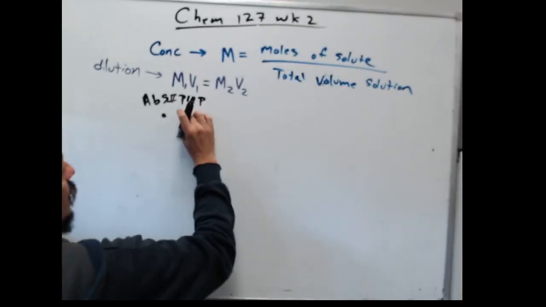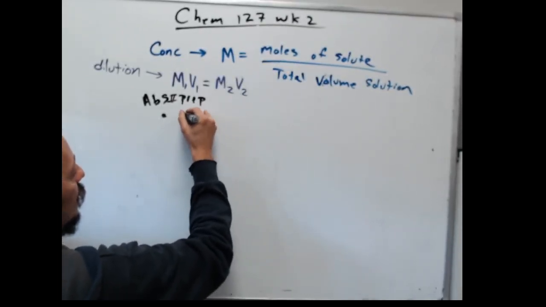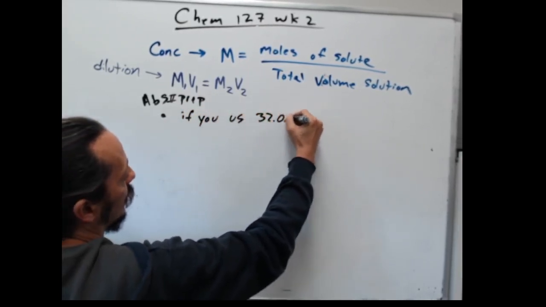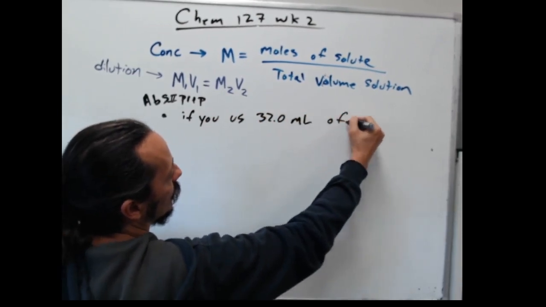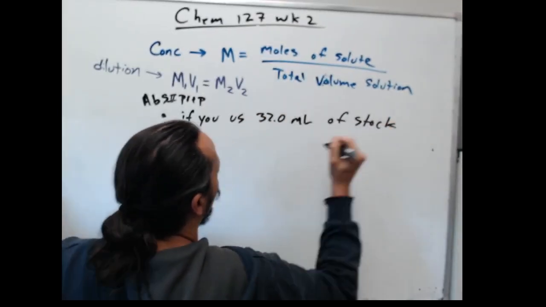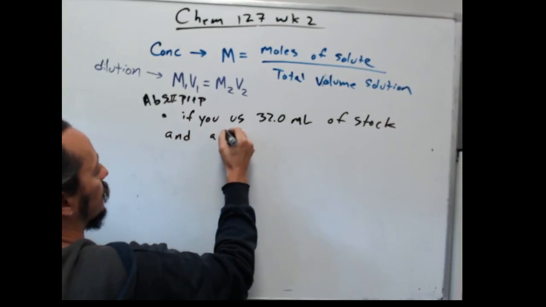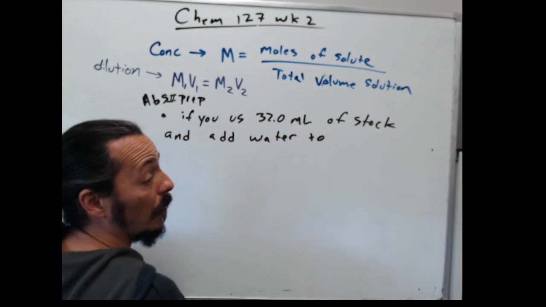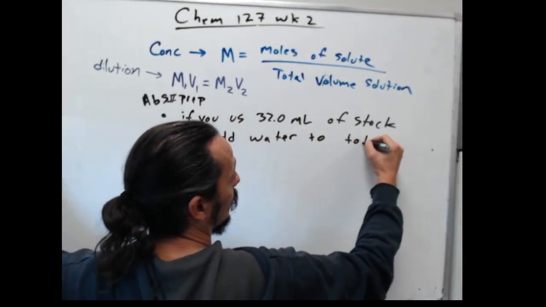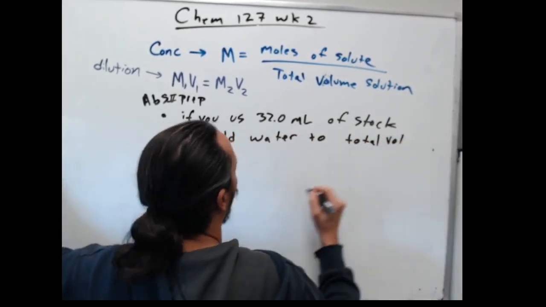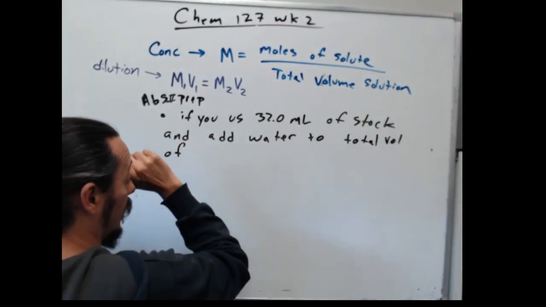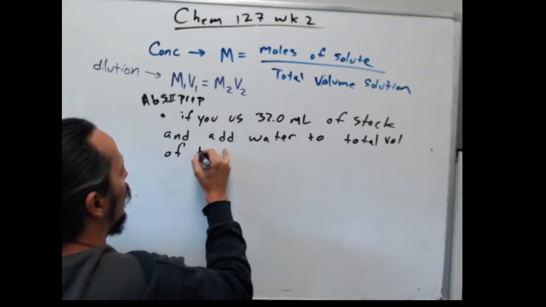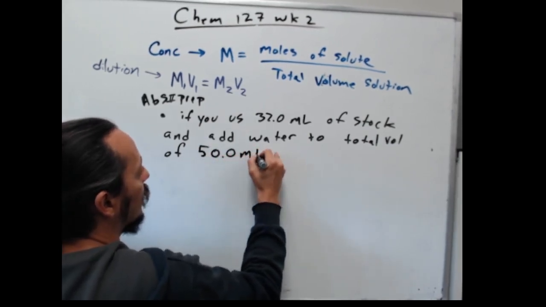The one I'm having trouble with is: if you use 32.0 milliliters of the stock solution from the previous question and add water to make a new solution with a total volume of 50.0 milliliters, what is the concentration of dye in the new solution? What was the total volume? So the total volume of the new solution, 50.0 milliliters. Exactly 50 milliliters.